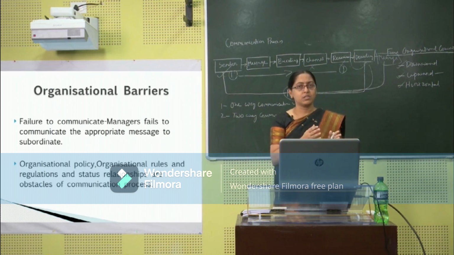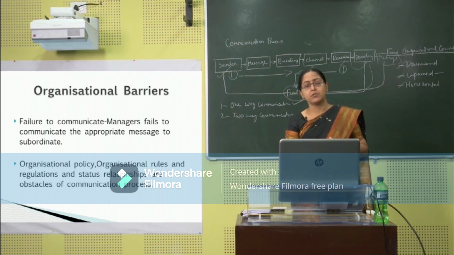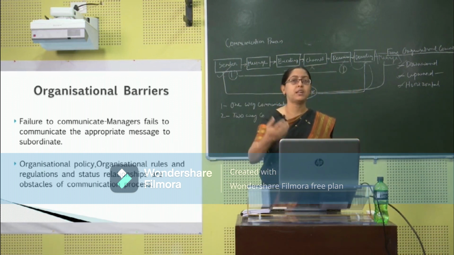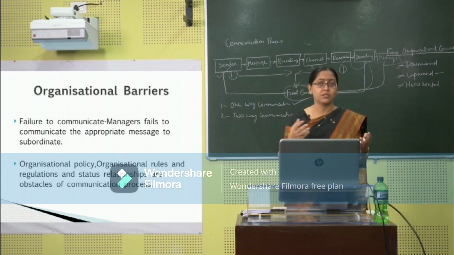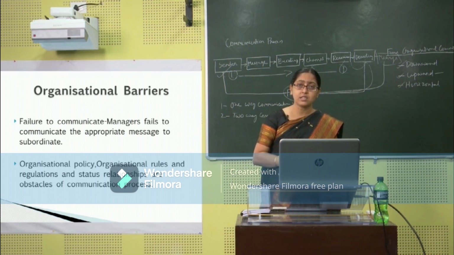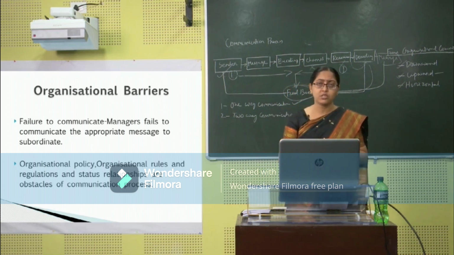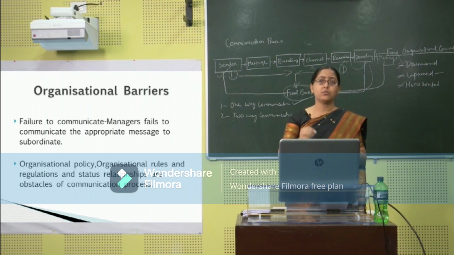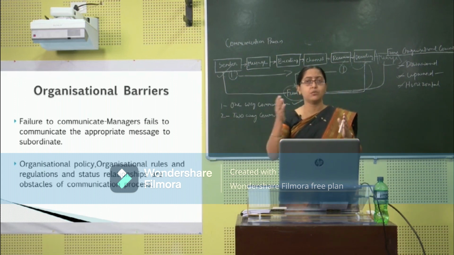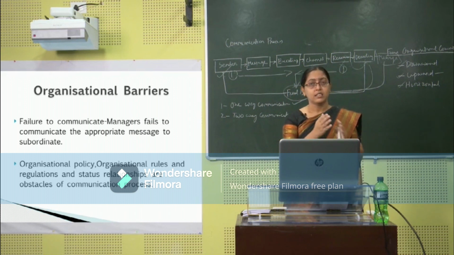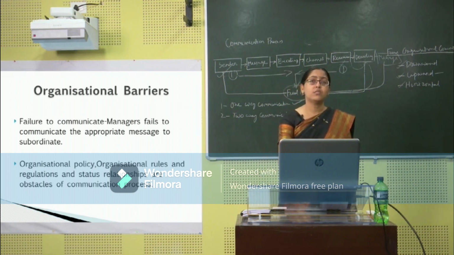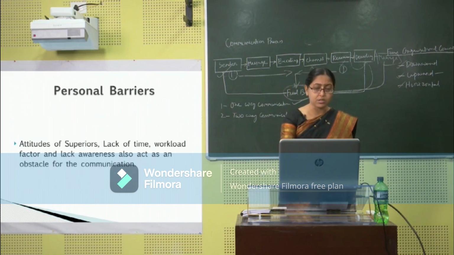So organizational policy plays an important role in creating obstacles for passing on information related to clients, business activities, and financial status. They are basically the major stumbling blocks. Then organizational rules: depending on the rules the organizations are following, which information needs to be communicated and which needs to be kept secret is decided. That also creates a barrier in communicating to the people. So, these are all the organizational barriers in the communication process.